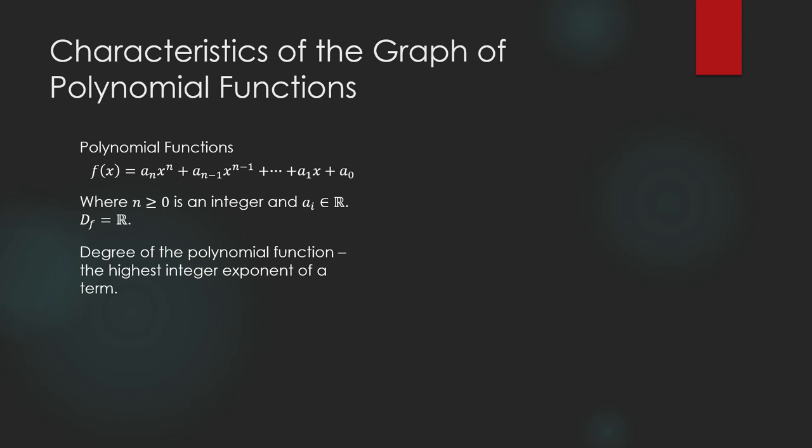When visualizing the characteristics of the graph of a polynomial function, it pays to pay attention to the degree of the polynomial function. And when your polynomial function is written in the standard way, the leading term is where you will see the degree of your polynomial function. So the degree of the polynomial function is the highest integer exponent of a term. And when it is written in standard form, the exponents of the terms are written in descending order.